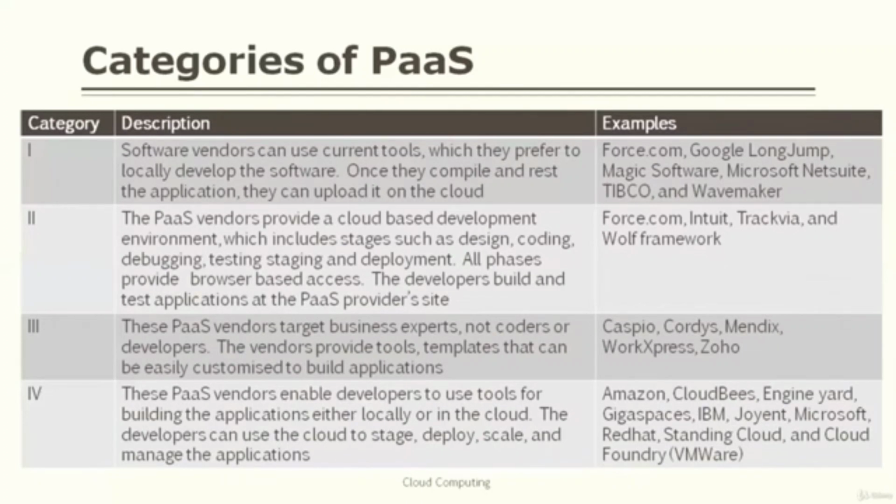And last is the fourth category. In this, the PaaS vendors enable the developers to use the tools for building the applications either locally or in the cloud. The developers can use the cloud to stage, deploy, scale, and manage the applications. The examples of category 4 are Amazon, CloudBees, Engine Yard, GigaSpaces, IBM, Joyent, Microsoft, Red Hat, Standing Cloud, Cloud Foundry, VMware. So these are the 4 categories of the PaaS solution.